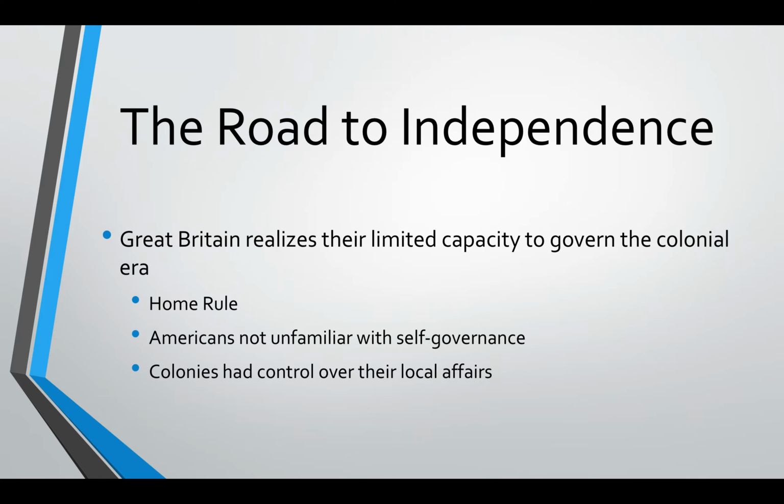Early in the colonial era, Great Britain realized that they had limited capacity to govern. One solution for Great Britain was to give the colonies home rule. Home rule allowed the colonies to handle their own domestic affairs, including taxation. Even before independence, Americans were not unfamiliar with self-governance. They controlled their local affairs, but relied on Great Britain for military protection.